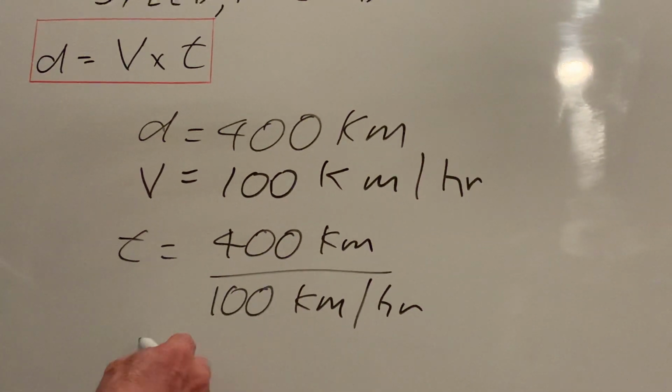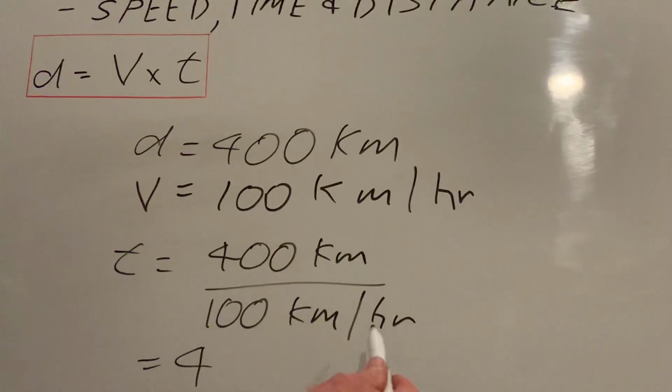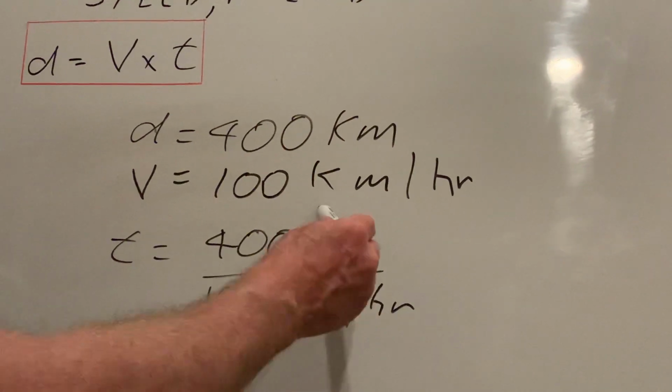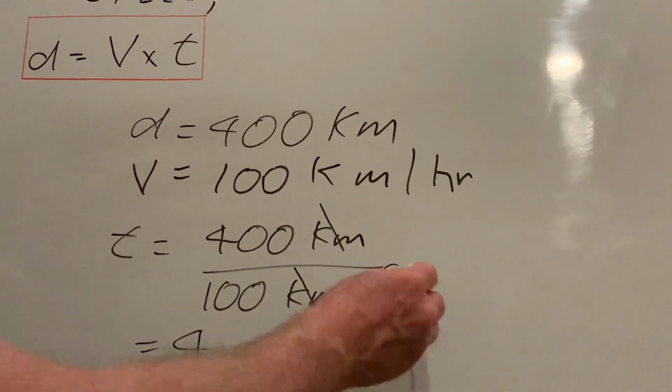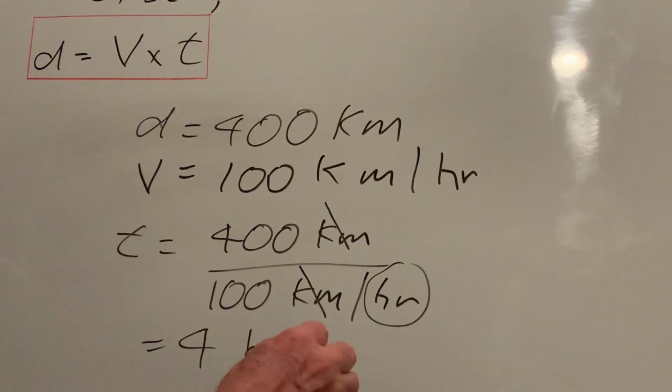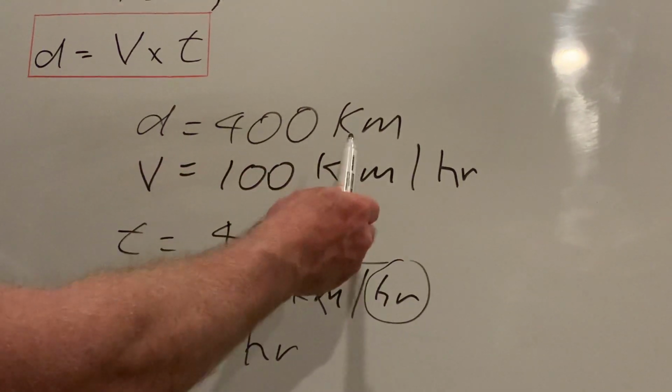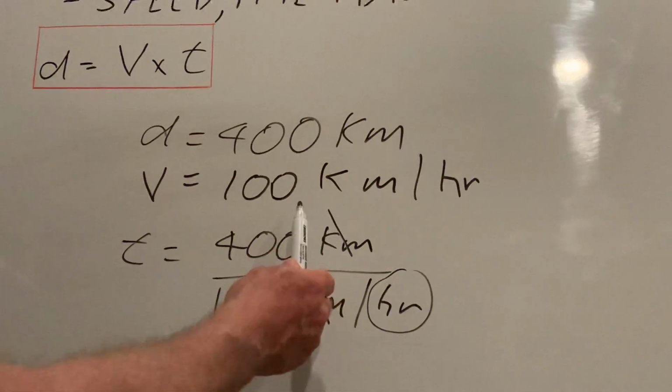400 divided by 100 equals 4. You notice the kilometers cross out and you're left with hours. So that will take 4 hours. And it makes sense. If you've got a 400 kilometre trip, you're doing 100 kilometres an hour, it'll take you 4 hours.